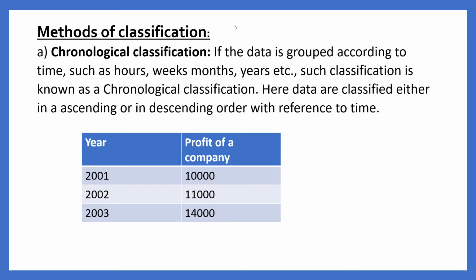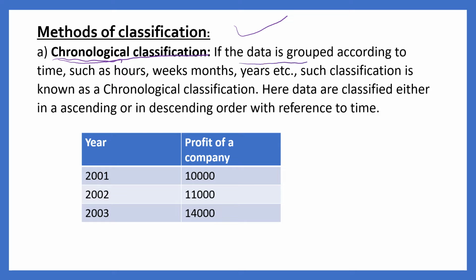Then what are the methods of classification? We can classify the data into 4 divisions. The first one is chronological classification. What is chronological classification? It means arranging data according to period or time. You consider the time period, and according to the time period you arrange the data. Then it is called chronological classification.